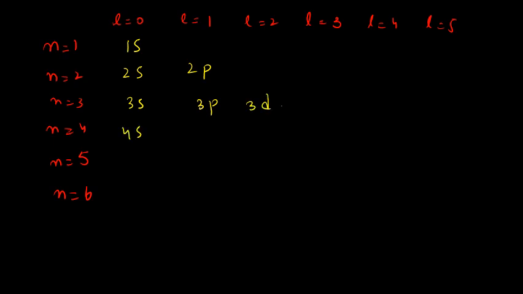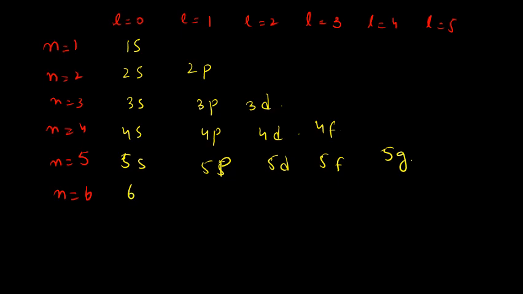For n equals 4, we have 4s, 4p, 4d, and also the 4f state. In the same way, 5s, 5p, 5d, 5f, and then there will be the 5g state. Then 6s, 6p, 6d, 6f, 6g and 6h states.